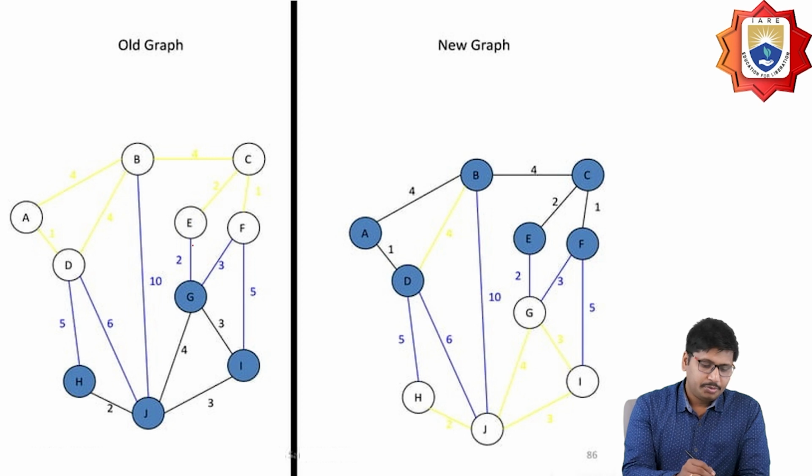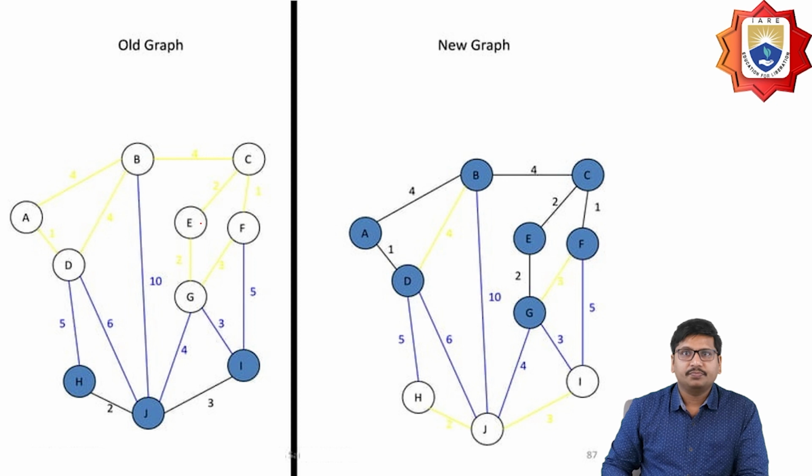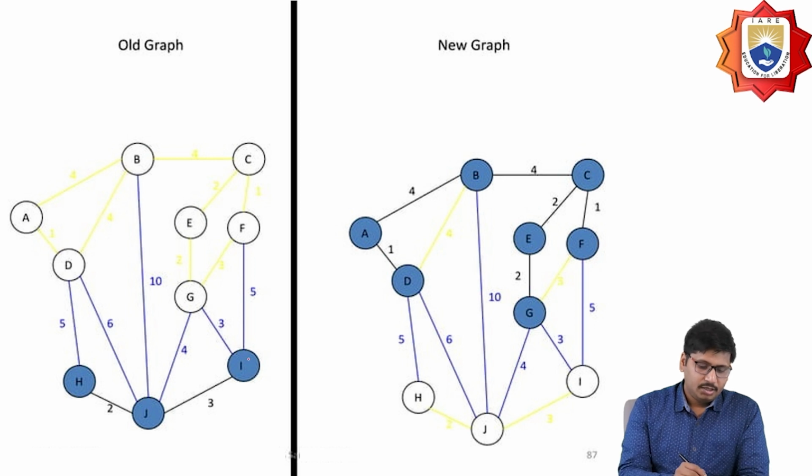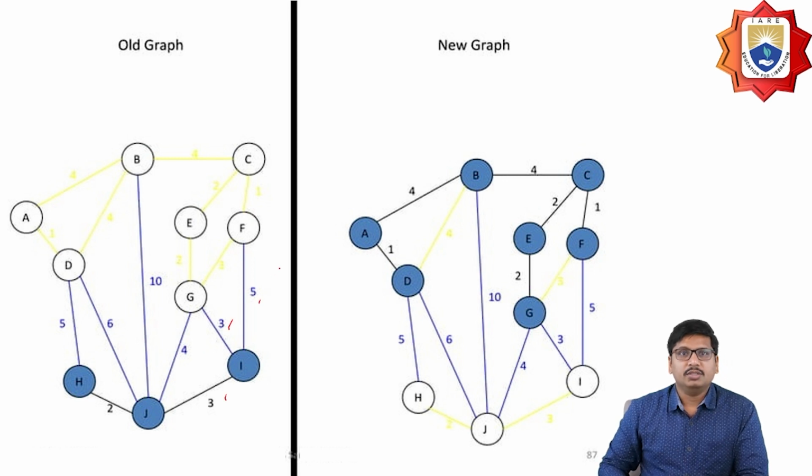From G, what are the options? So 2, 3, 3, 4 is there. So I'm going to consider the minimum one, which is 2, E to G. So E I'm going to be considering here. And next minimum, what I'm going to consider is I. For this I, the minimum is 3, 3, 5. So 3 is going to be considered.